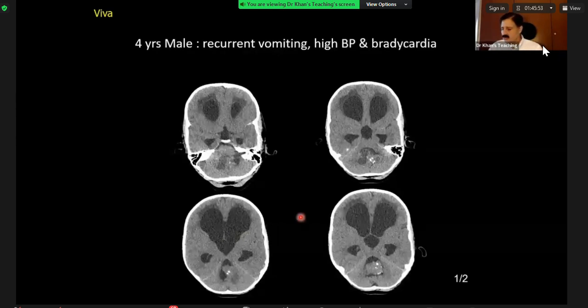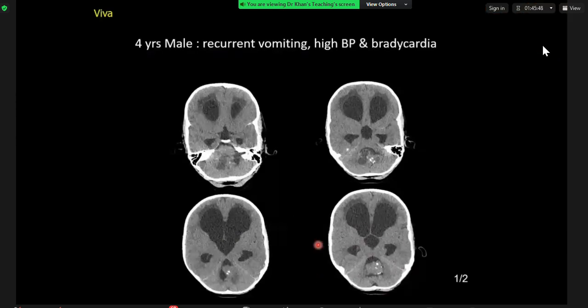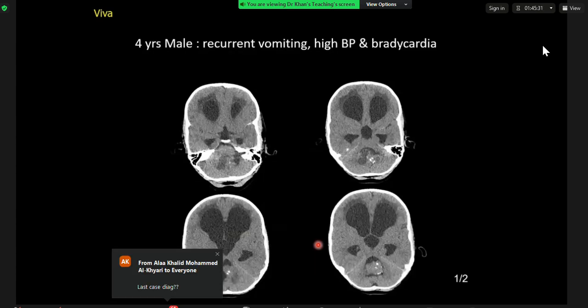Okay, candidate 3, can you tackle this? Yep, so I've got a non-contrast axial CT of a 4-year-old male patient with recurrent vomiting, high BP and bradycardia. There is gross dilatation of the lateral and third ventricles. There is a lesion within the fourth ventricle with calcification, and a small amount of potential edema or hypodensity in the left cerebellum.